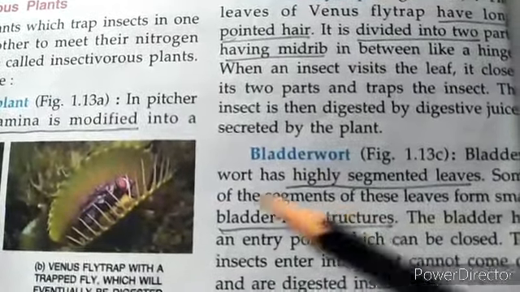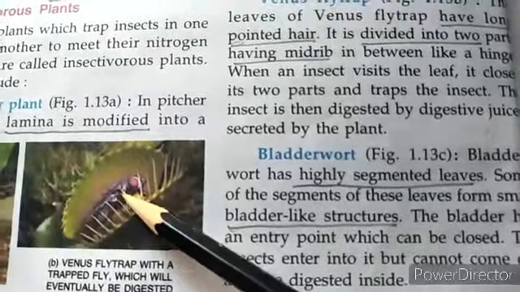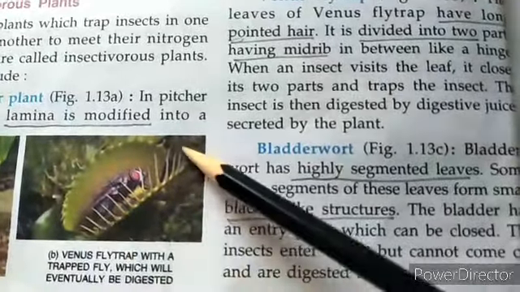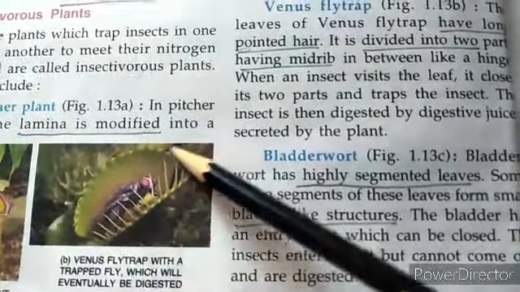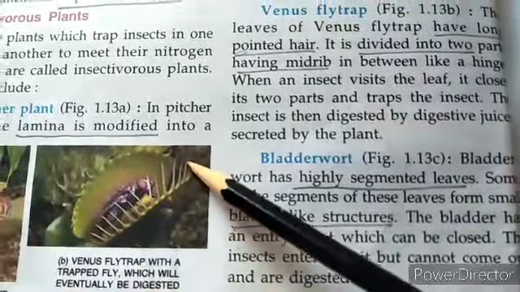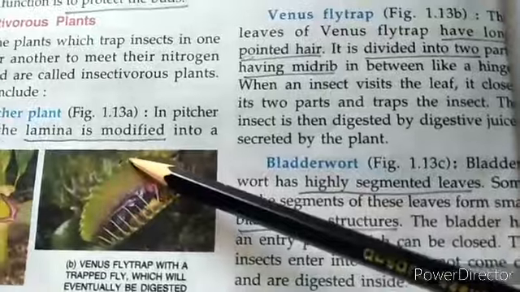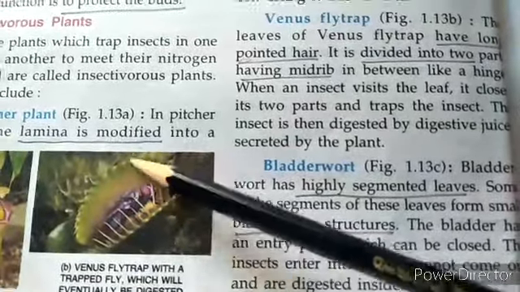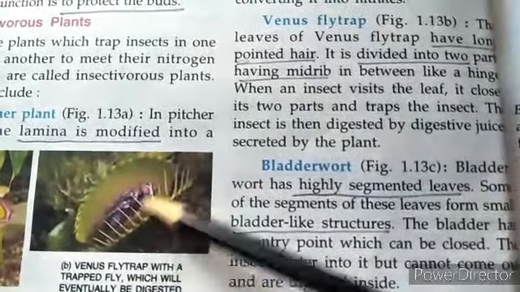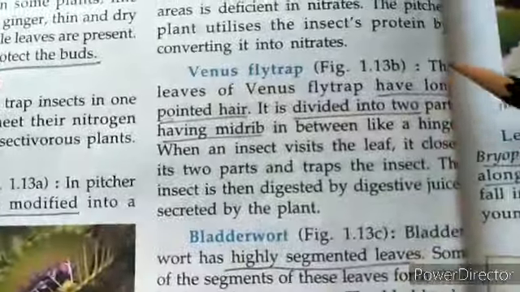The second one here is Venus flytrap. Venus flytrap, as you can see here, there's one fly also that is getting trapped. This is the Venus flytrap here. You can see here there are a lot of spines on both the ends, and it is made of two flaps that will close against each other and trap the insect in between. So let's have a look.